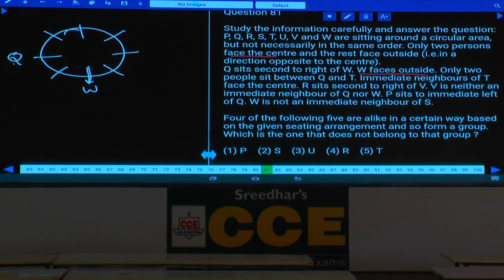Only 2 people between Q and T. How many persons in between Q and T? There must be exactly 2 people. Hence how many possibilities do we have? Either T can be here or T can be here. There are 2 possibilities for this T.